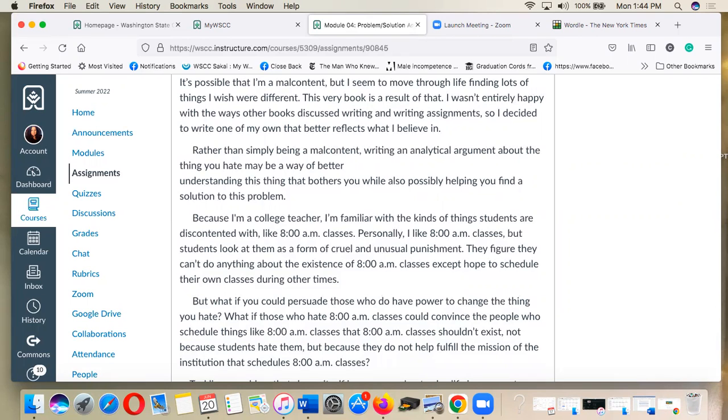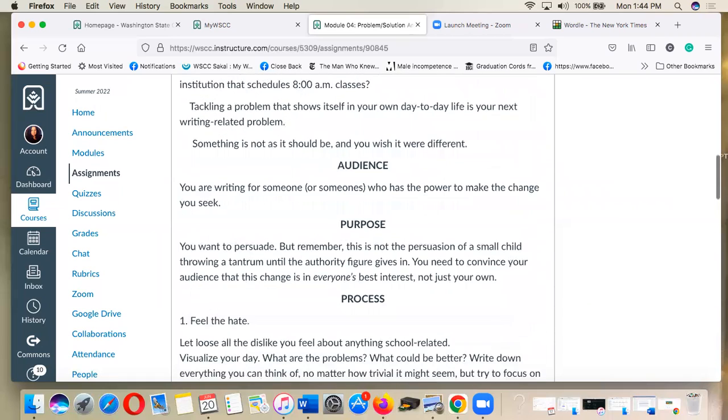Maybe there's an organization you belong to that you have some issues with. Maybe it's your community, maybe it's your neighborhood. Maybe there's something going on in your church or something like that that bothers you, and you want to talk about it here. I'm fine with it not necessarily being about school. But this is giving you an idea of what to be thinking about.